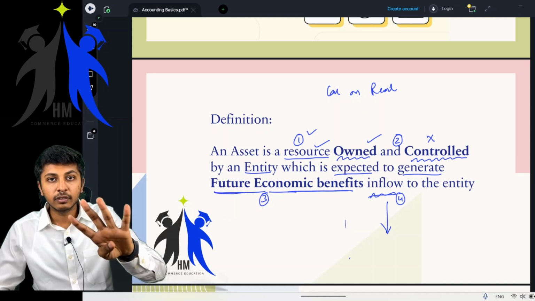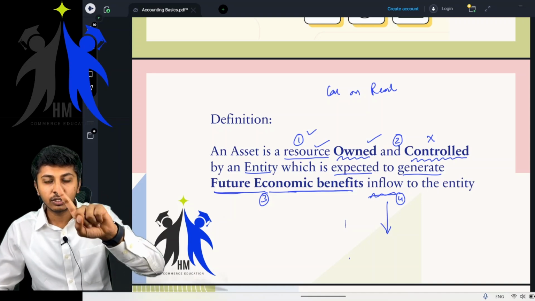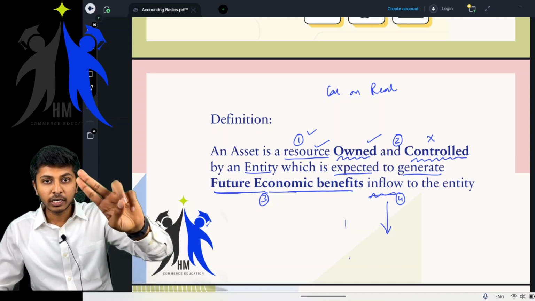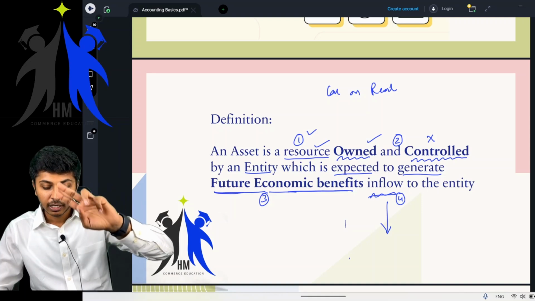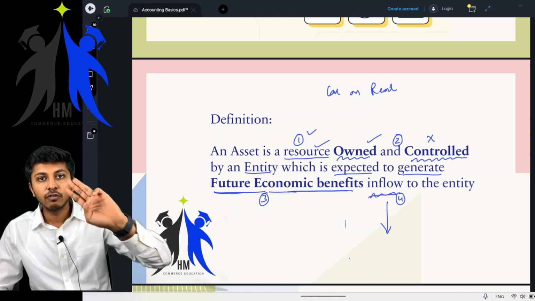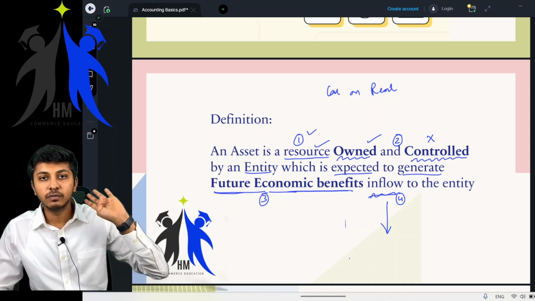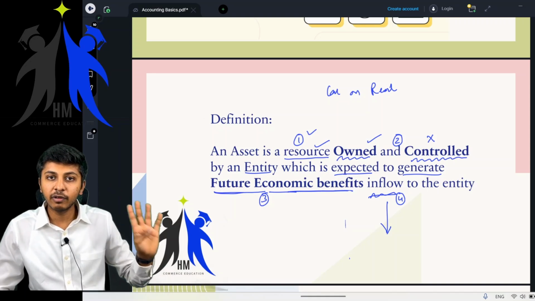Four things again. What is it? Quickly. Asset is a resource. Okay. Then owned and controlled by the entity. Correct. Then future economic benefits. Third. Fourth one is inflow. Very clear? Very, very clear.